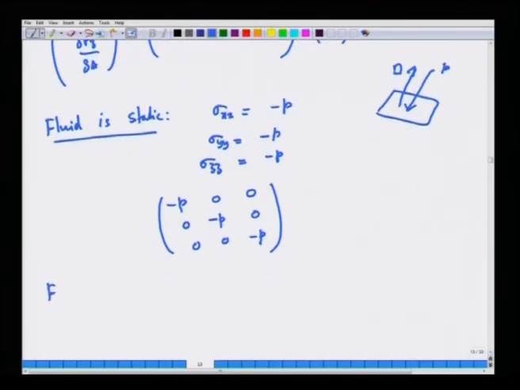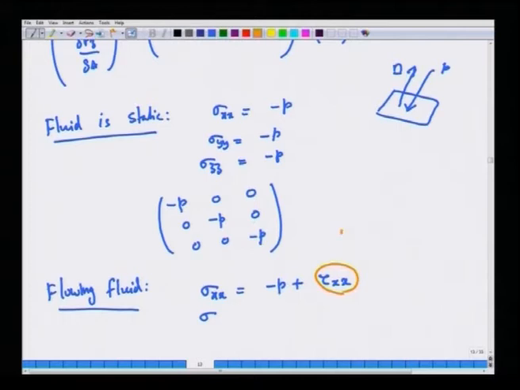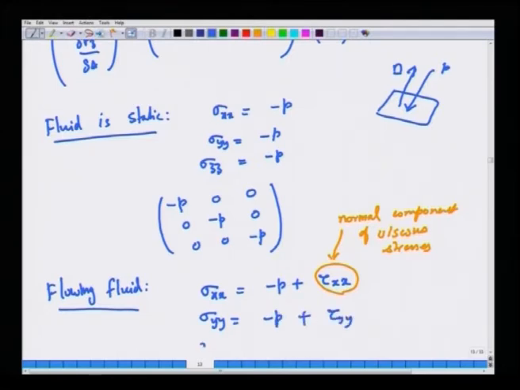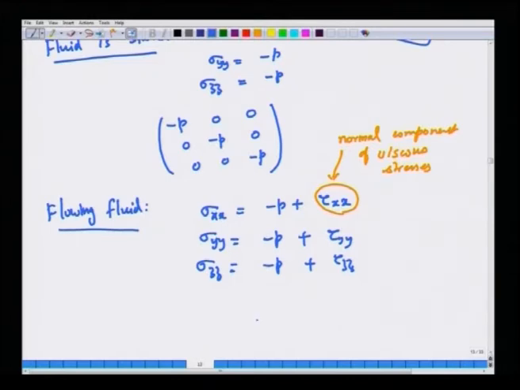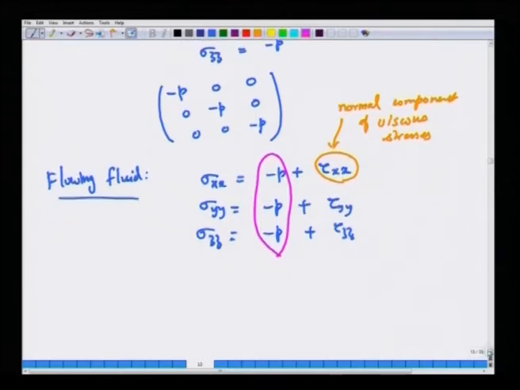In a flowing fluid, a fluid under motion, it is the usual convention to write the total normal stress as something that exists even in a static fluid, plus the normal viscous stress. This is called the normal component of the viscous stress. It is more appropriate to call them viscous stresses because they are acting in the purely normal direction. So, sigma y y is minus p plus tau y y, sigma z z is minus p plus tau z z. So, we have this split of the normal stresses. They comprise the pressure force which is already there in a static fluid, plus the normal component of the viscous forces.